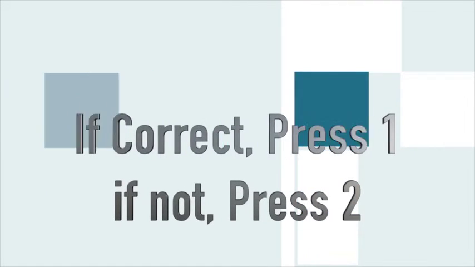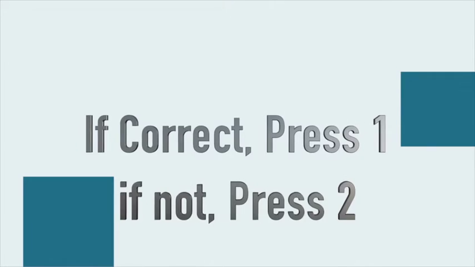After pressing the pound key, Automated Subfinder will play your recorded name back to you for verification. If it's correct, you press 1. If you want to re-record your name, press 2 and repeat this step again. Once you have recorded your name and accepted it, Automated Subfinder will play your main menu.